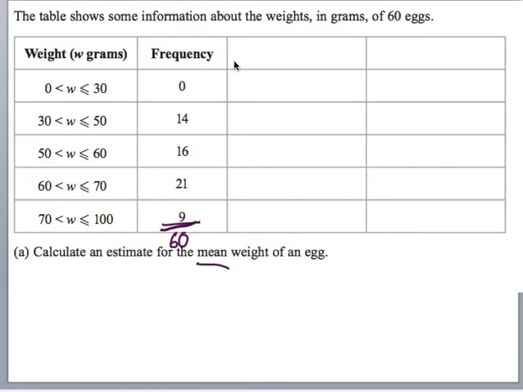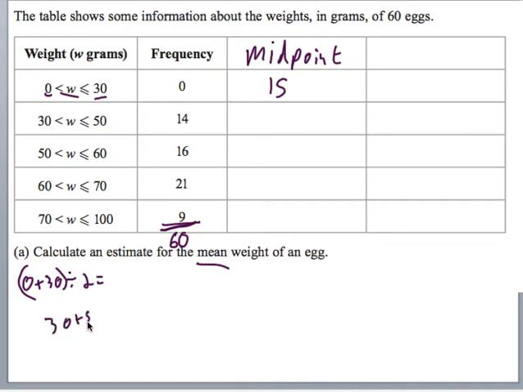First thing I need to do is make a new column which is called midpoint. This is the middle value of this particular class interval. There are a couple of ways I can do this. I can just think, what is the number in the middle between 0 and 30? Or I can add the smallest number to the largest number and divide by 2. So 0 plus 30, divided by 2, gives me an answer of 15. So 15 is my midpoint here. Similarly for this one, 30 plus 50 is 80, and if I divide that by 2, I get 40, so I know my midpoint is 40.